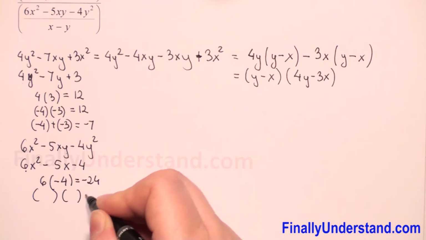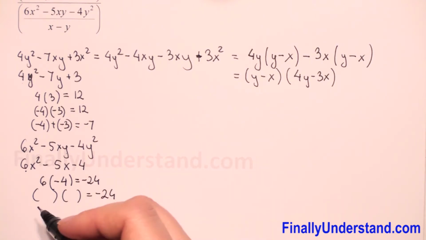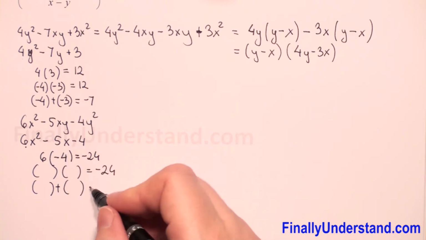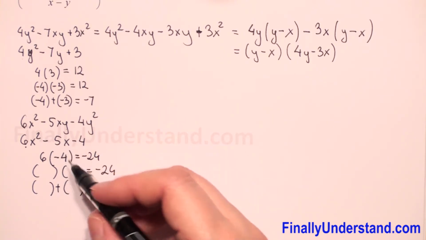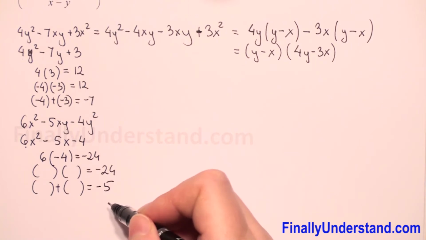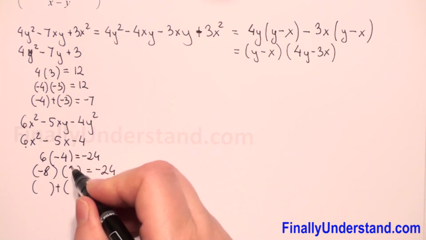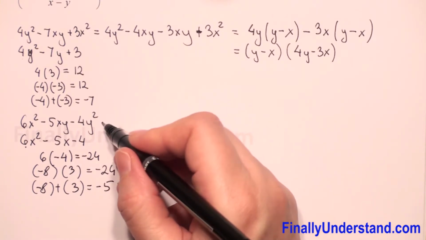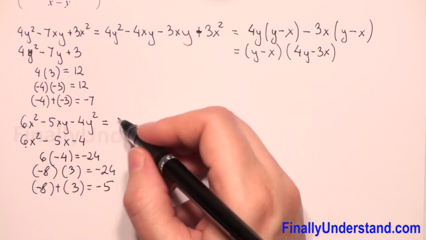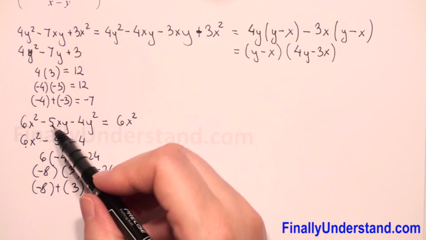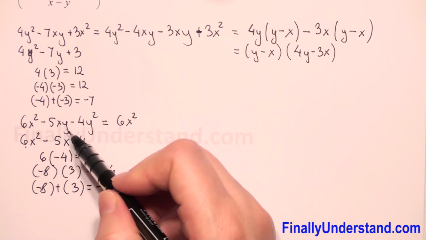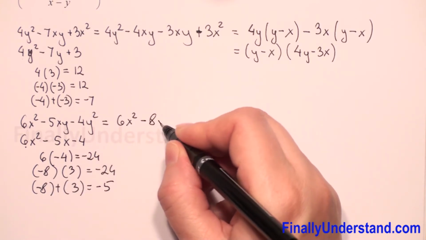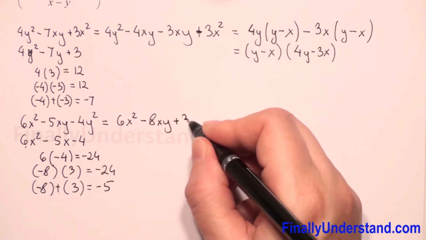So I need to find two numbers which I multiply, and I will have negative 24, and when I add these two numbers, I need to have the coefficient before x, negative 5. So it will be negative 8 and 3, of course. So now we can come back to our expression. 6x squared we have to copy, and negative 5xy we will rewrite using these two numbers. So it will be negative 8xy plus 3xy.